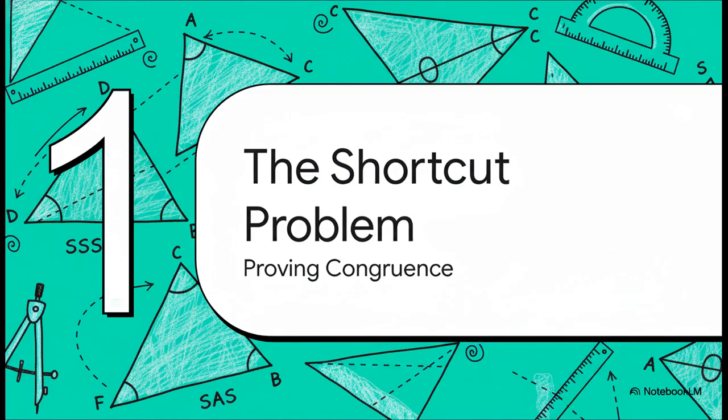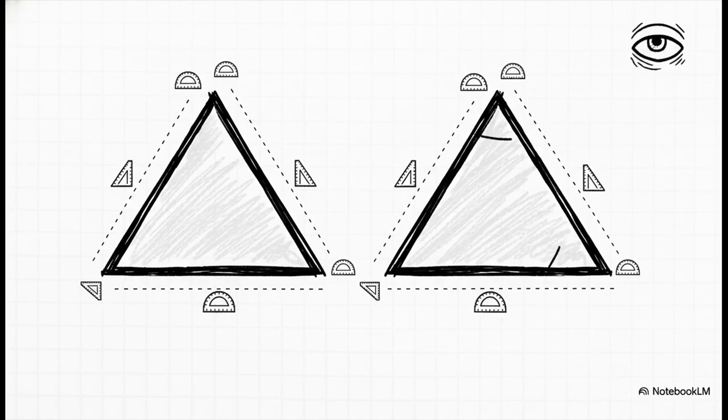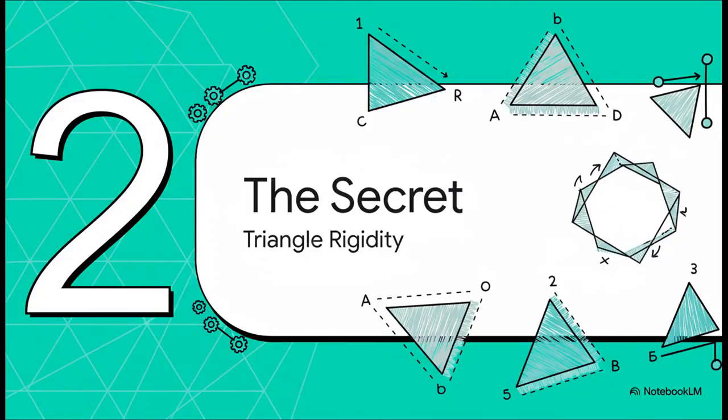All right, so this brings us right to the heart of it, the triangle shortcut problem. Okay, so the traditional way, the brute force method, it's just exhausting. To prove congruence, you'd have to check that all three corresponding sides are the same length and that all three corresponding angles are the same measure. That's what, 6 different checks for every single pair of triangles? Come on, nobody has time for that. So what's the secret? What lets us just bypass all that tedious work?